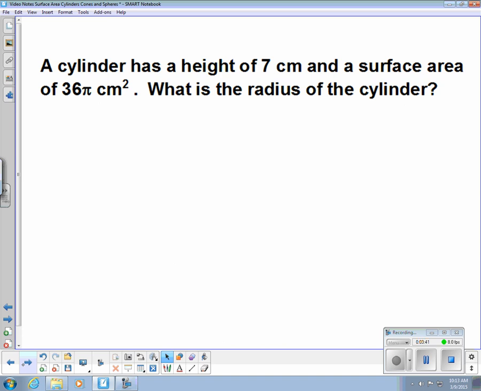All right, so here's one for you. Pause the video, work this problem out, make sure you show all your work, and then turn the video on when you're ready to check your answer.